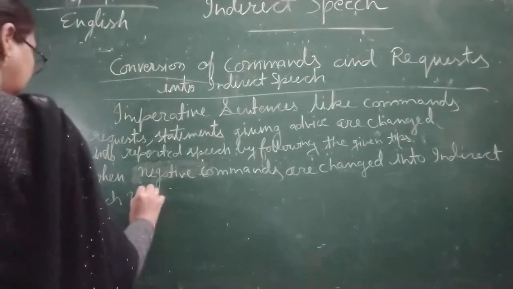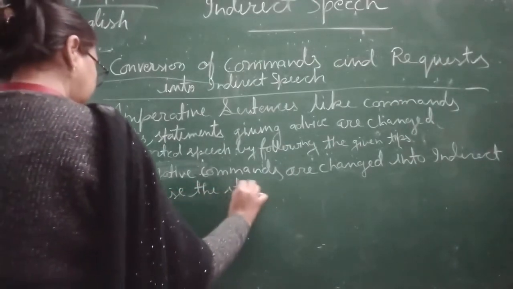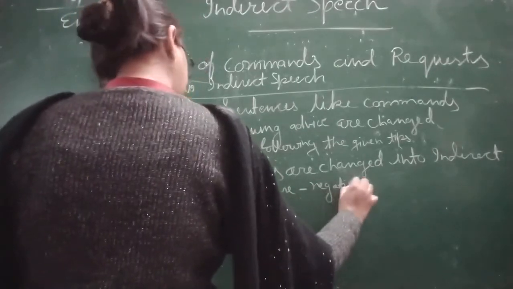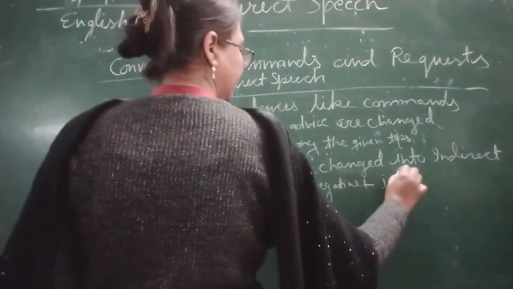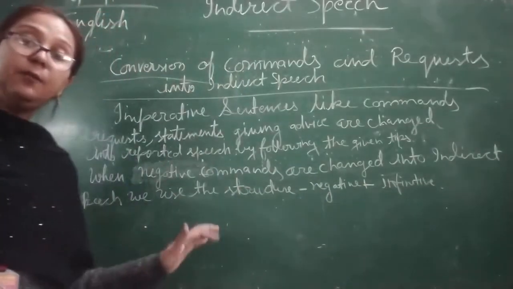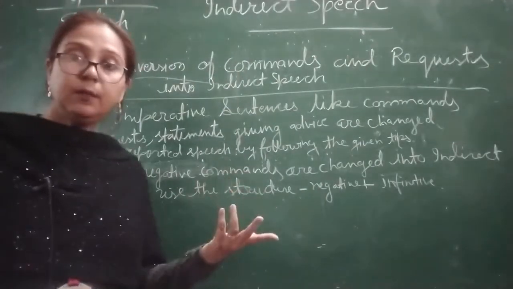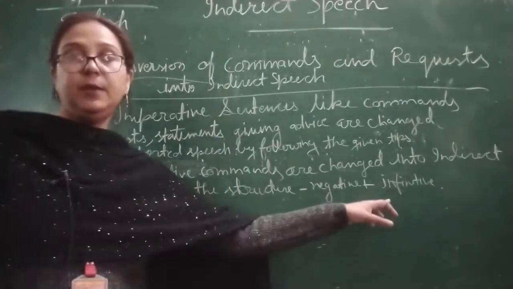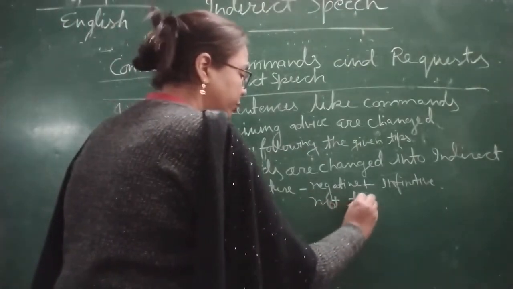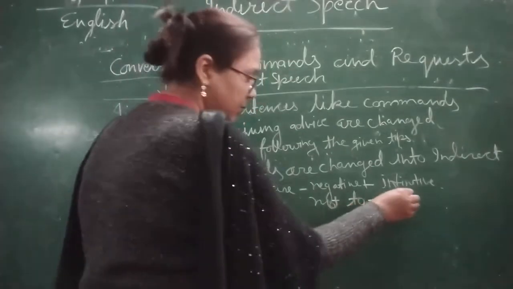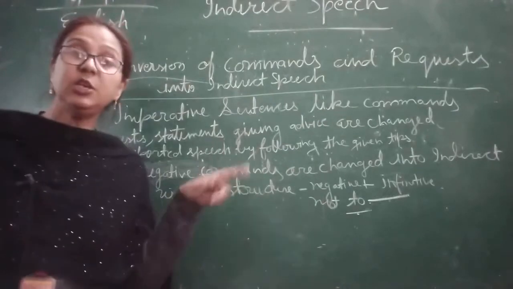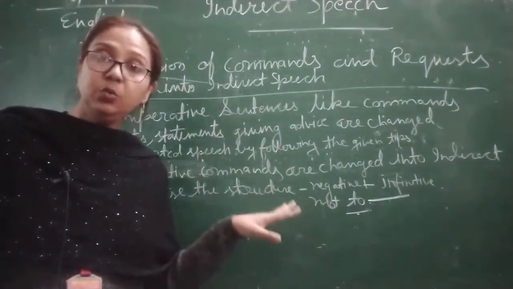we use the structure negative plus infinitive, as we have done in one sentence before. When the command is given in the negative form, we have to use not, so negative plus infinitive: not to. That type of sentence we will make, not and then to. The infinitive to will be used, and after that the verb will be placed. So children, this formula will be followed when we are changing negative commands into indirect speech.